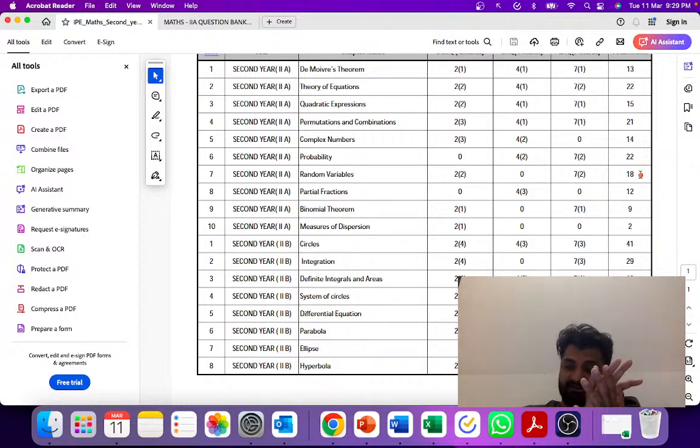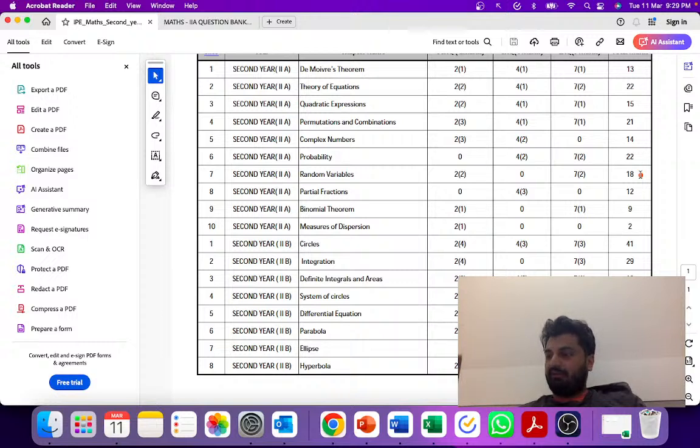Just be thorough with fundamentals, write formulas and steps clearly, maintain neatness, attempt all questions. If you follow this strategy, you will be getting very good marks in 2A.